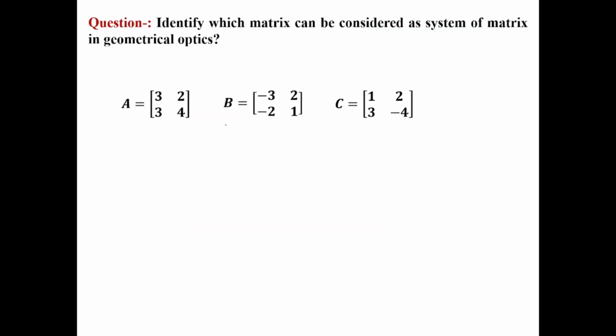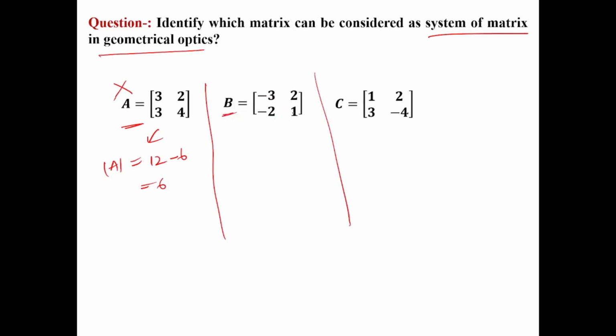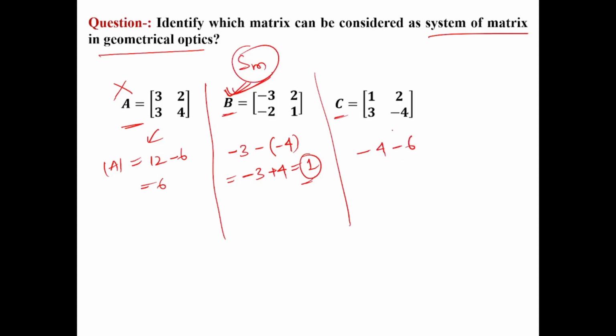Here I am going to discuss one question. Three matrices are given. Identify which matrix will be considered as a system matrix in geometrical optics. Consider this A matrix. The determinant of A will be 3 into 4, 12, minus 6, equal to 6. So this cannot be acceptable as a system matrix of an optical system. Again consider the B matrix, minus 3, minus 3, 1, minus 3, minus 2, 2, minus 4. This will be minus 3 plus 4, which is equal to 1. So this B matrix will be considered as a system matrix of an optical system. Consider the C matrix. Here minus 4 minus 6, that is minus 10. This cannot be considered a system matrix. So in this question the B matrix will be considered as a system matrix.